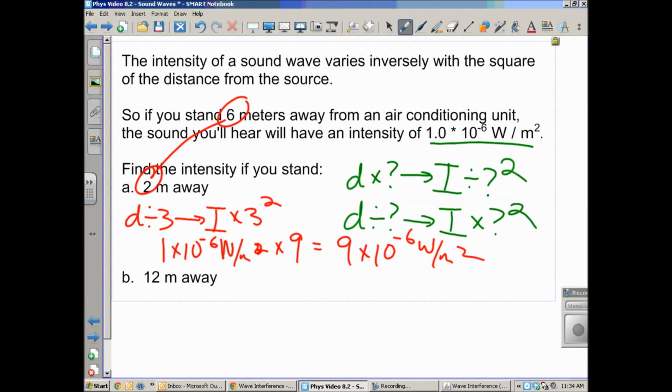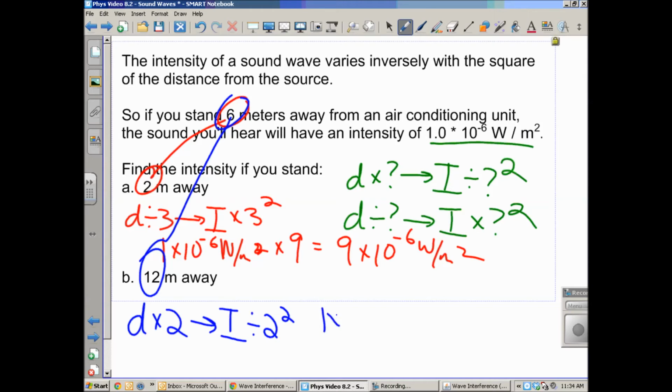And then in this bottom example, the distance went from 6 up to 12. So now the distance is getting multiplied by 2, which means my intensity is going to get divided by 2 squared. So I'm going to take 1 times 10 to the -6th watts per square meter and divide it by 4 to get 2.5 times 10 to the -7th watts per square meter. So that's the deal with intensity.